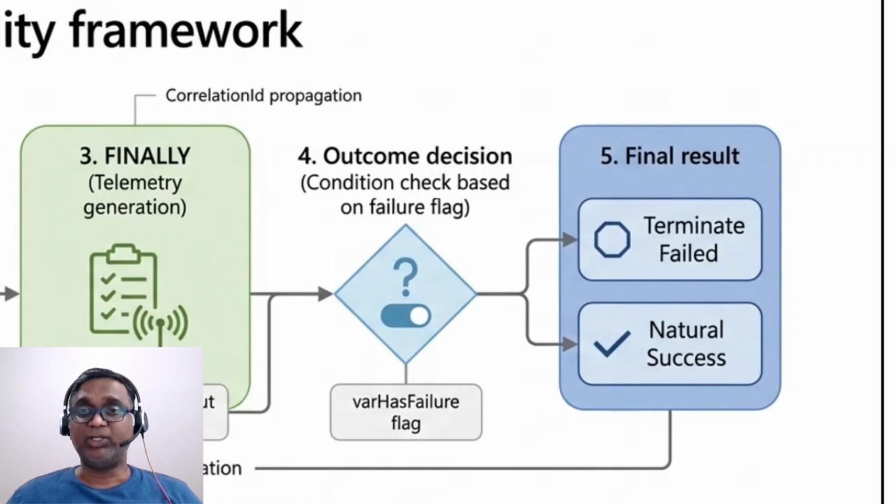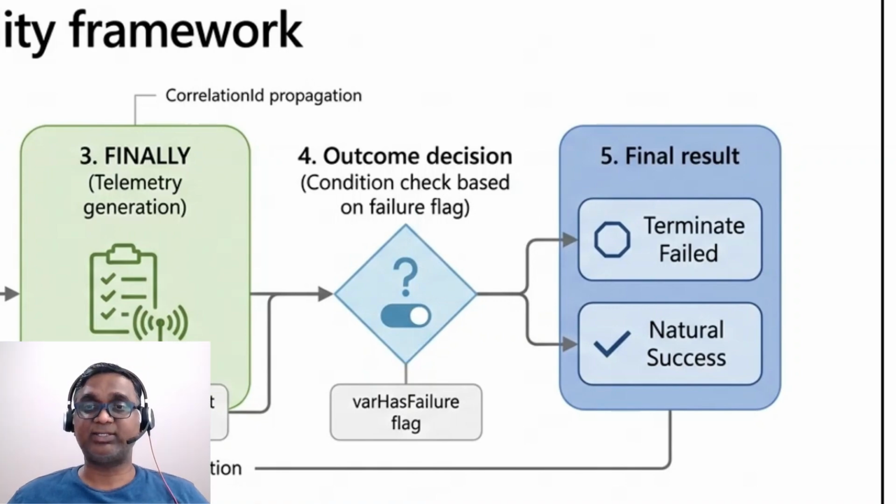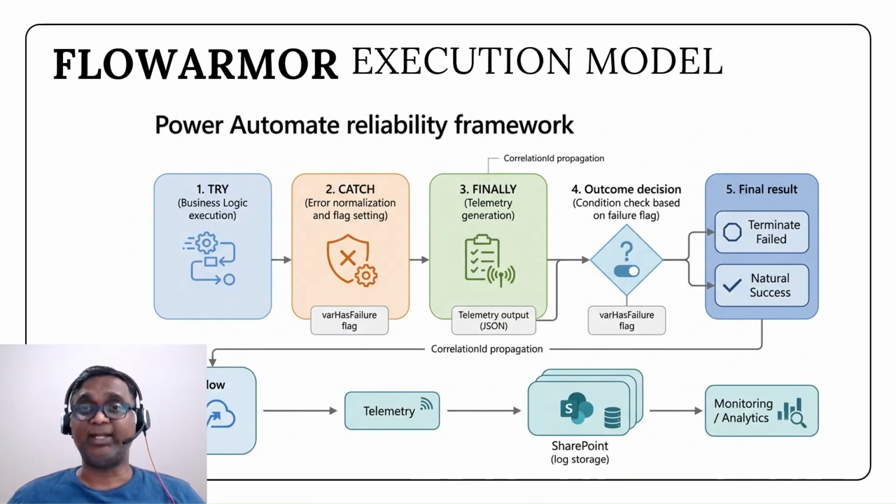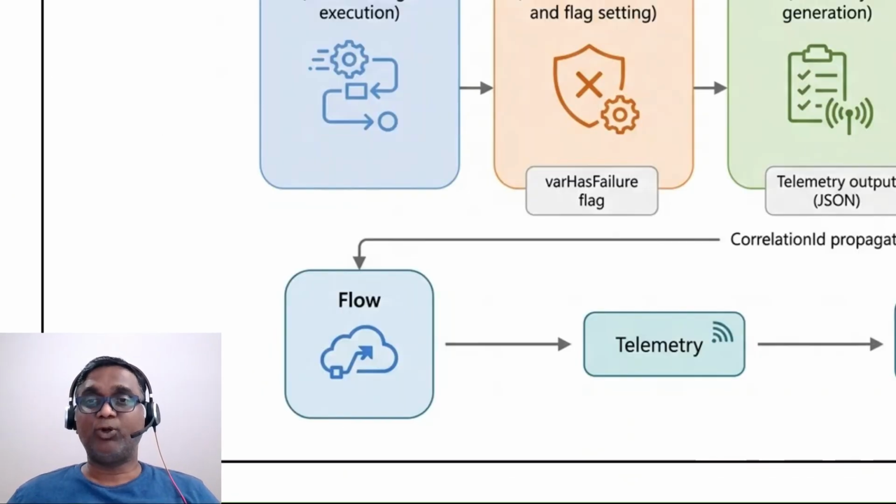Outcome decision. The flow checks the WasFailure flag. If WasFailure is true, the flow terminates with a failed status. If WasFailure is false, the flow ends with a natural success status. Asynchronous logging and monitoring, the bottom row. Correlation ID: the unique ID is propagated throughout the entire flow, from try to final result, to ensure all logs and actions are auditable.